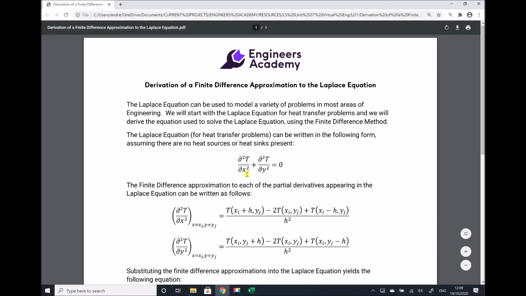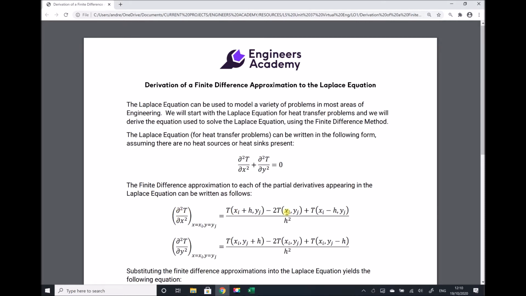Here we have the Laplace equation, delta squared T over delta x squared plus delta squared T over delta y squared equals 0. But what we can use is a finite difference approximation to this particular Laplace equation. And the way that we do that is first of all to generate two different equations, one for the first term in our Laplace equation and one for the second term. So the two equations that we see there are called the finite difference approximation of those terms on the left-hand side.